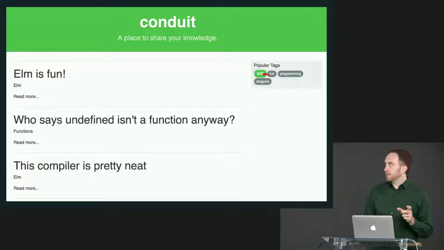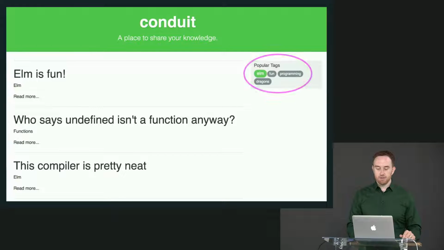And what we want to do is make it so that when you click on one of these tags, such as Elm, Fun, Programming, or Dragons, because, I mean, who doesn't want to? Obviously, that's going to be a popular tag. We want to filter the feed such that it only shows articles that have those tags. And we can do that using all the concepts that we just learned.